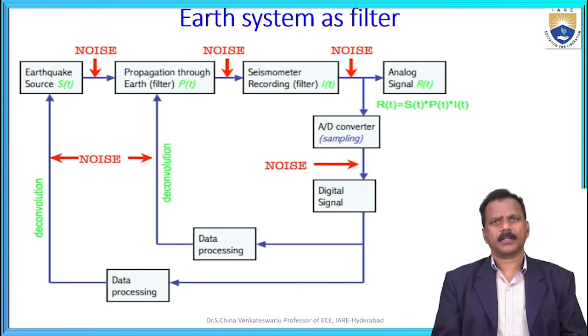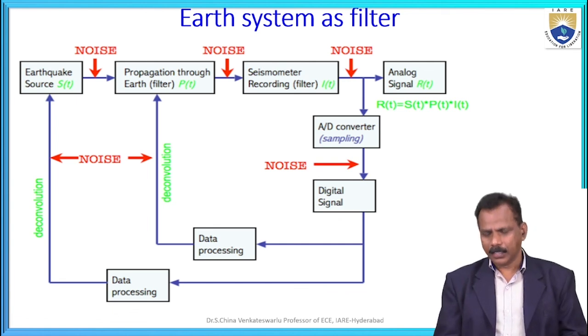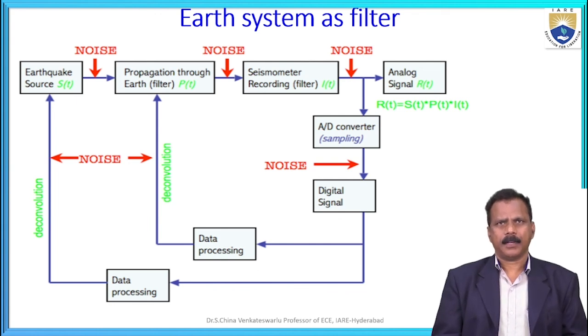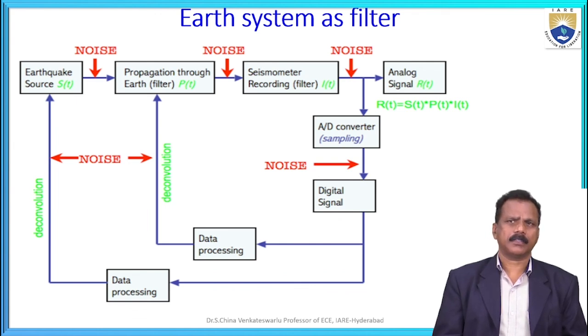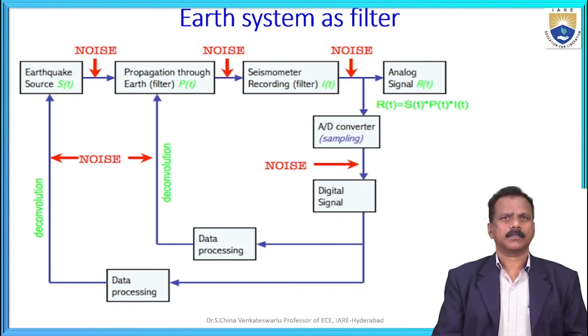Again, it is recycling. We have to verify, between the peak and the vertical propagation through the Earth filter, the decomposition, how it is reflected and how it is affected by the noise. Again, from the propagation through the Earth filter to I of t, R of t is observed, where R of t is ready to measure and calculate S of t convolved with P of t and I of t. The analog to digital converter gives the digital signal, which is given to data processing. After the data processing comes deconvolution.